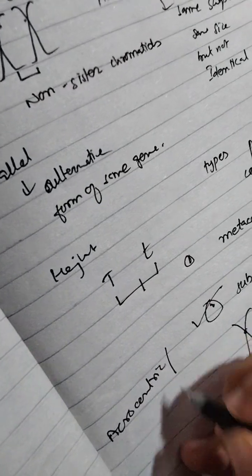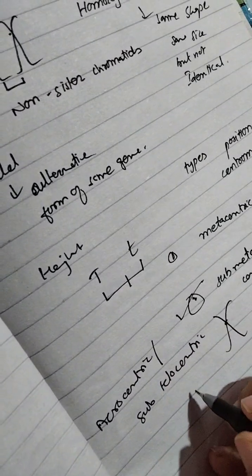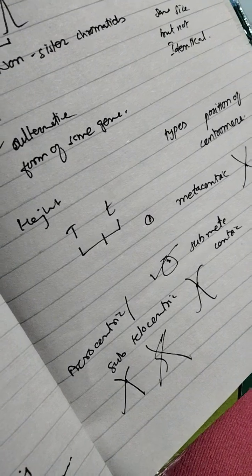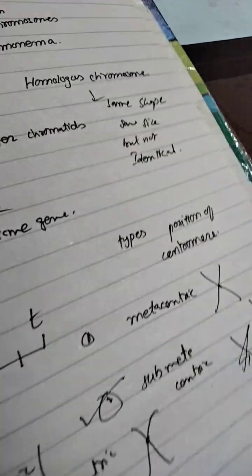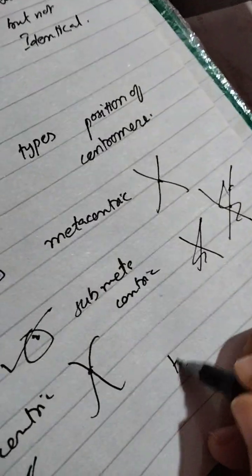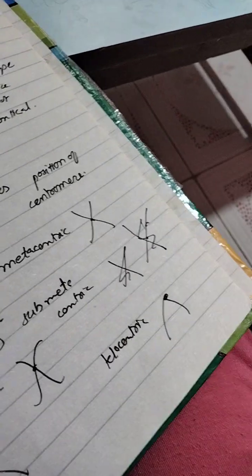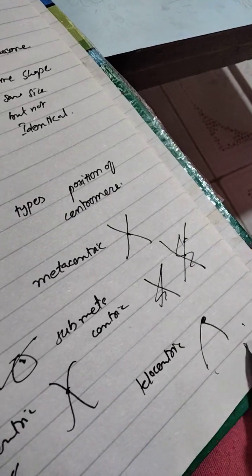Then we have acrocentric or subtelocentric. This is known as acrocentric or subtelocentric, right? This one. Then the last but not the least, we have telocentric, which looks like this. It has lost one of its arms, so there is only one arm above the centromere. So this is known as telocentric, right?